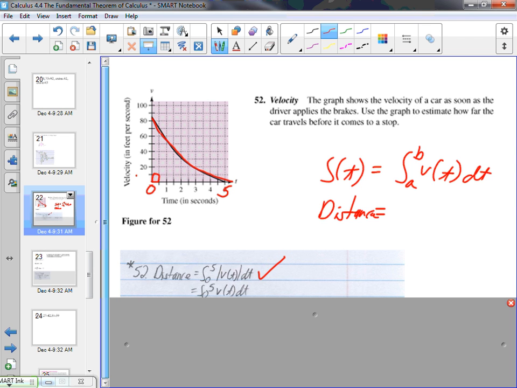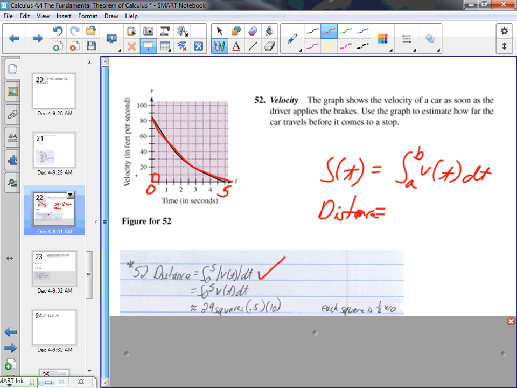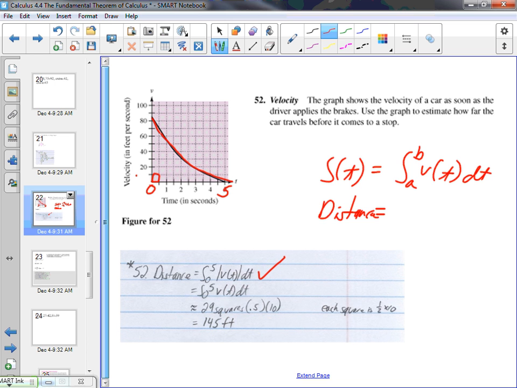That block has a width of 1/2 and a height of 10. So you've got to be careful about that. I counted up the squares, and there's about 29 of them. I estimated because some hung over and some were loose, but there's about 29 of them. And each square is 1/2 wide by 10 up. So the area of each square is 1/2 times 10. If I multiply 29 times 1/2 times 10, I get about 145 feet.